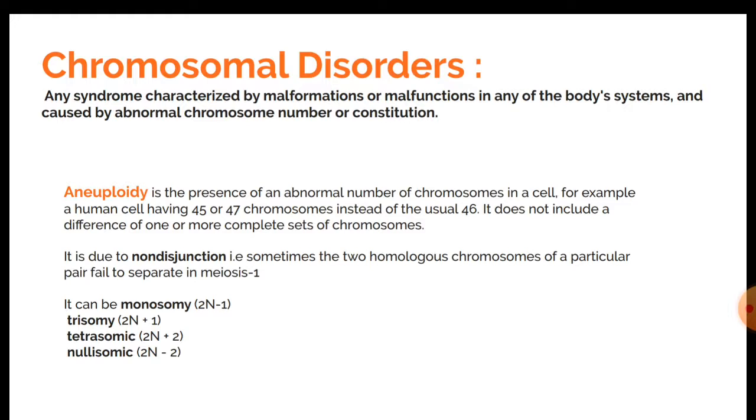Nullisomic. Is that clear? Monosomic, if there is only one of the homologous chromosome, there is only one. Trisomy, if there is one extra chromosome. Tetrasomy, if there are two extra chromosomes of the same pair. And nullisomic, if none of the chromosome of the same homologous pair is present, that is, it is completely absent. These are the terms which are given to the different deletions or addition of chromosomes. That is a single chromosome.